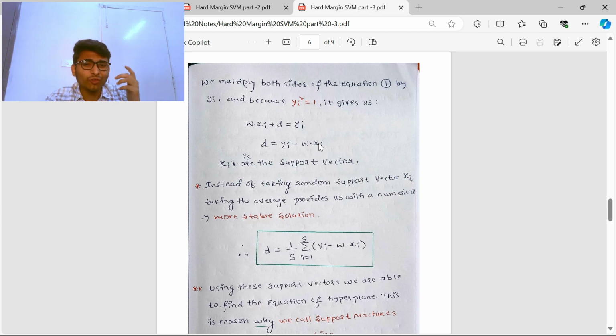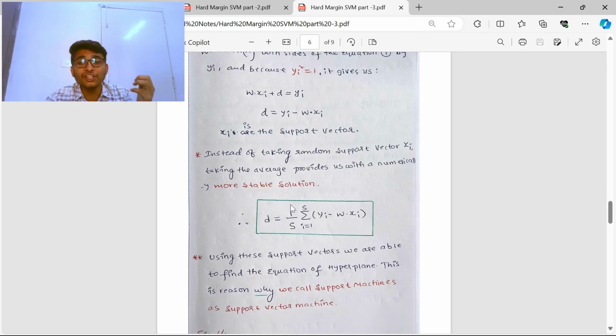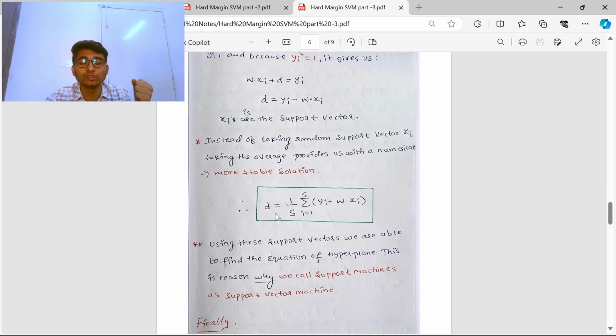Now, instead of taking one random support vector and calculating d, we take the average, which provides a numerically more stable solution. Now d is equal to 1 by s, where s is the number of support vectors, times the summation over i equal to 1 to s of yi minus W dot xi.